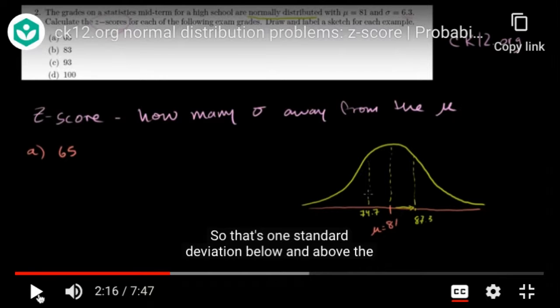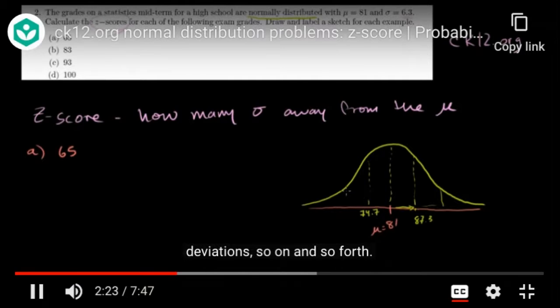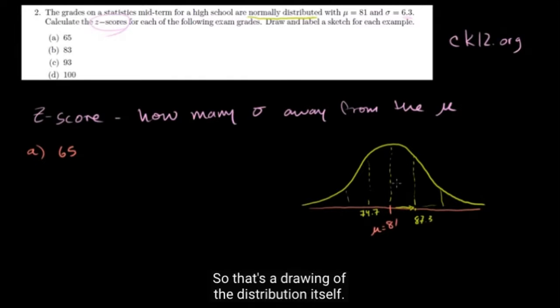So I will continue. One standard deviation below and above the mean, and then you'd add another 6.3 to go to 2 standard deviations, so on and so forth. So that's at least a drawing of the distribution itself. So let's figure out the Z-scores for each of these scores. So 65 for each of these grades.